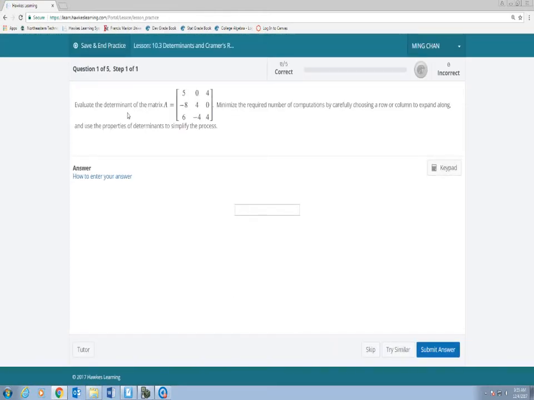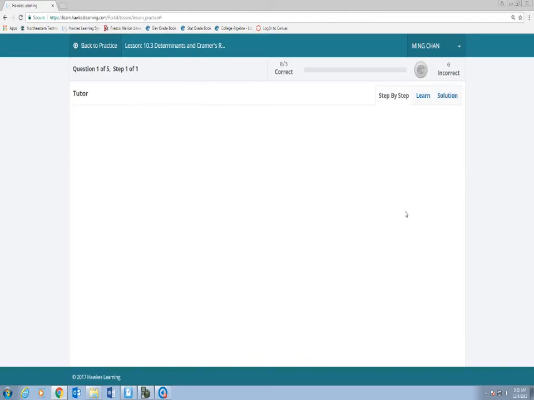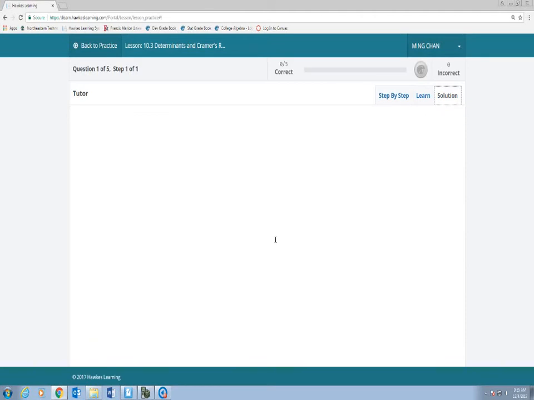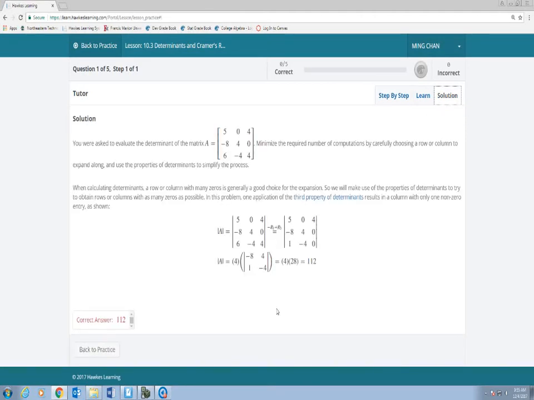Finding a 3x3 determinant. All right, so this is a 3x3, find the determinant. Rather than go through all those different arithmetic steps, let's take a look. Okay, the answer is 102.